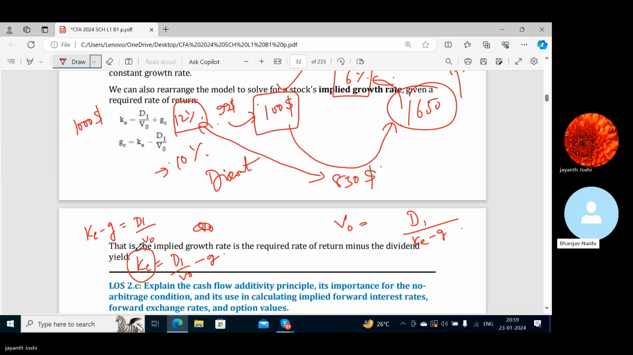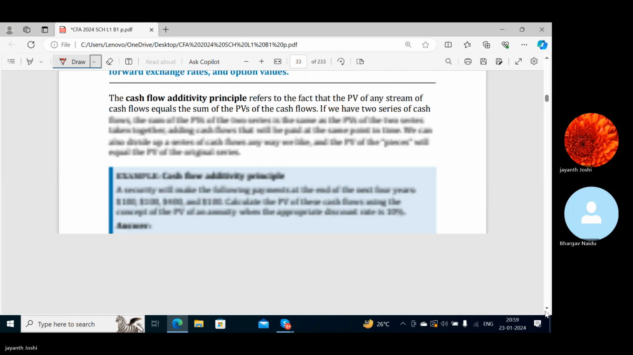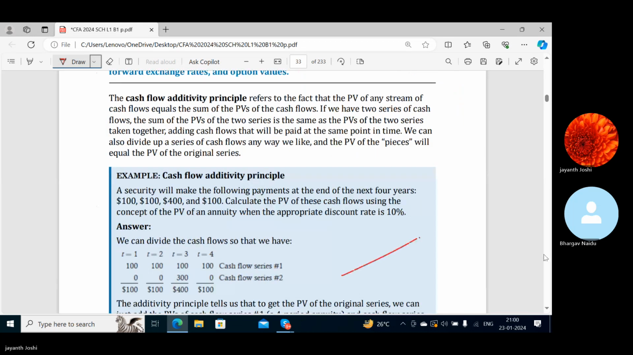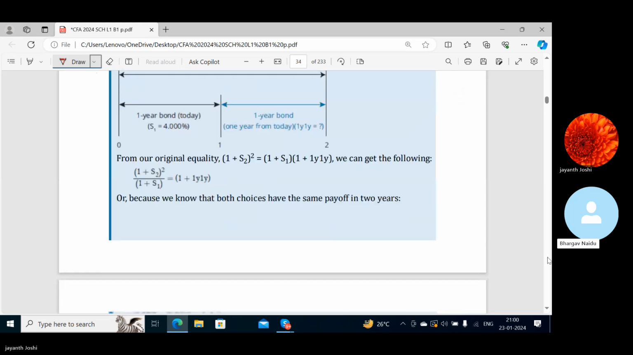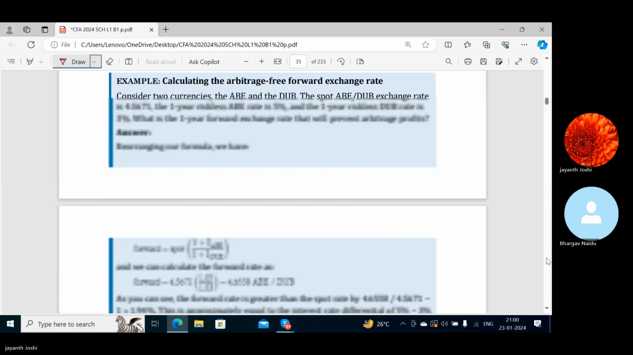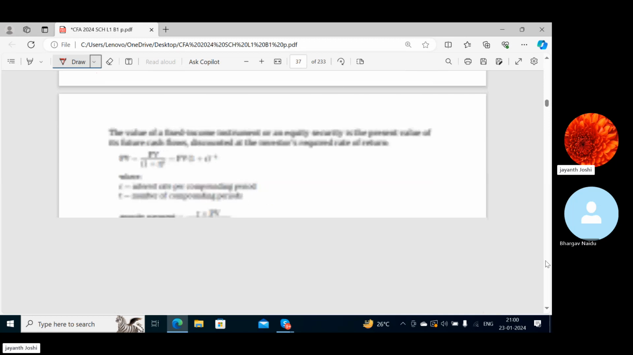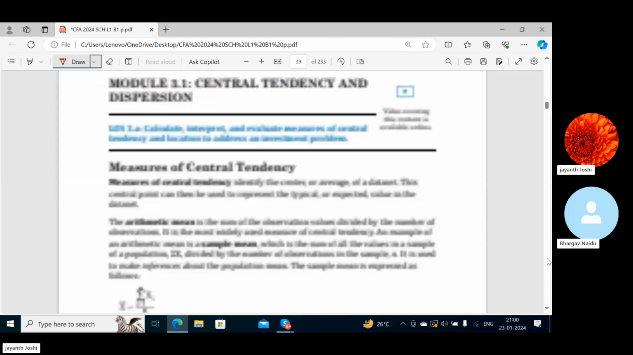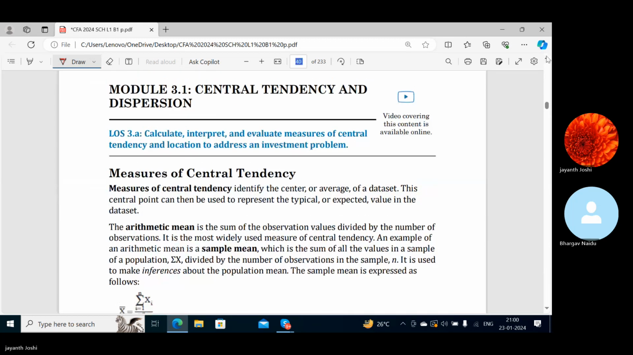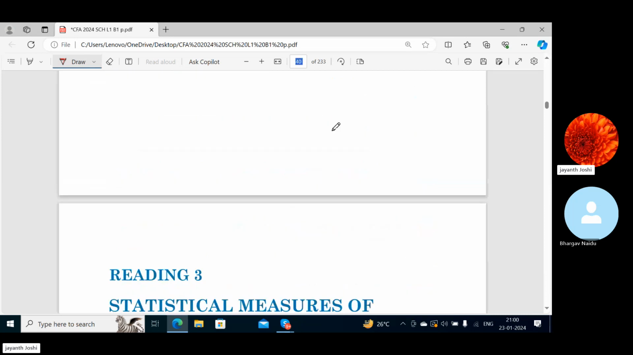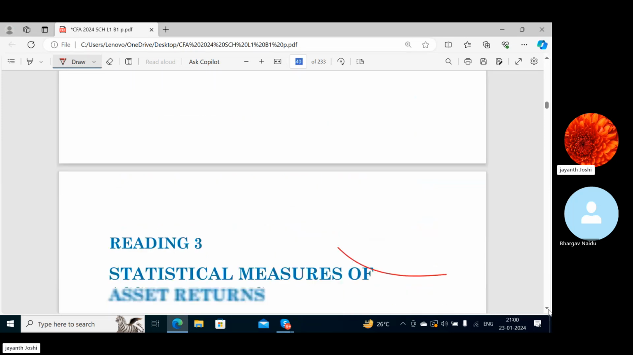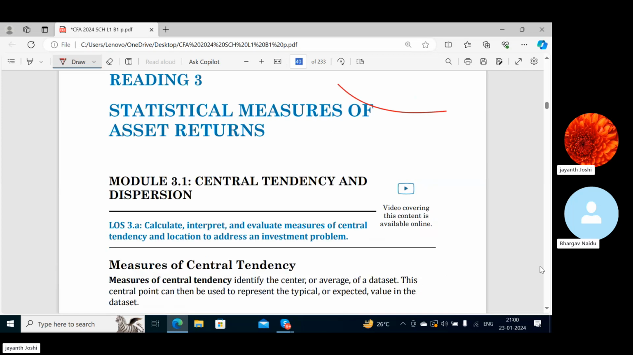Okay. Yes, sir. So we'll close it here. Tomorrow we'll continue with this. Tomorrow your chapter will be done. Okay, Bhargav? Time value of money will be done, and we'll start with the measures of central tendency.